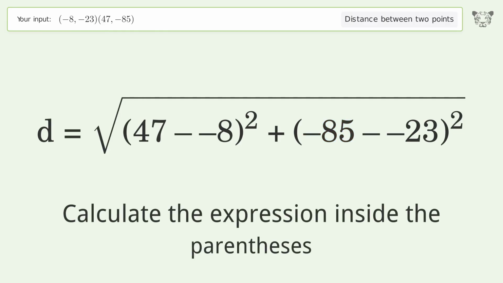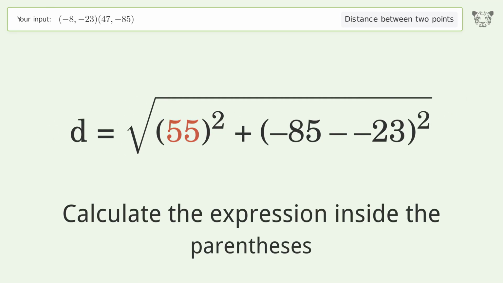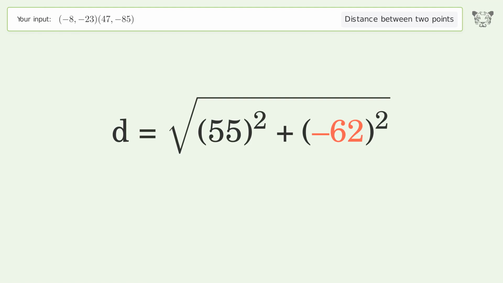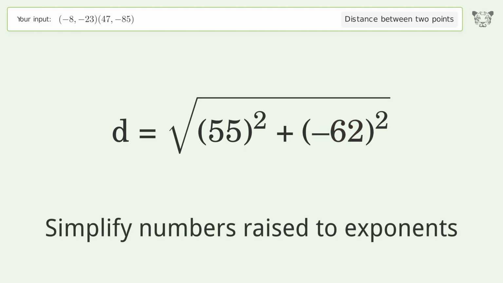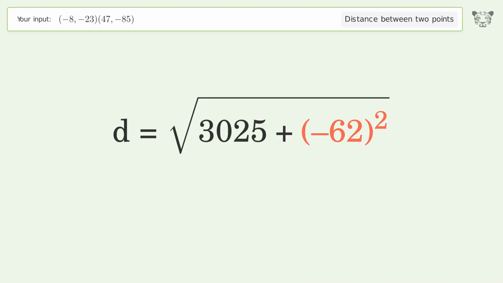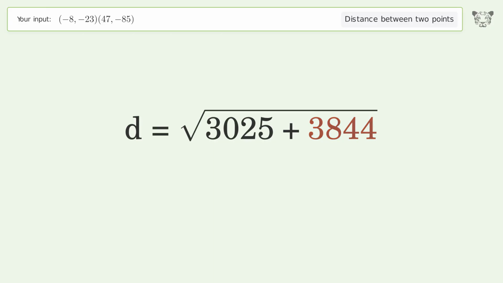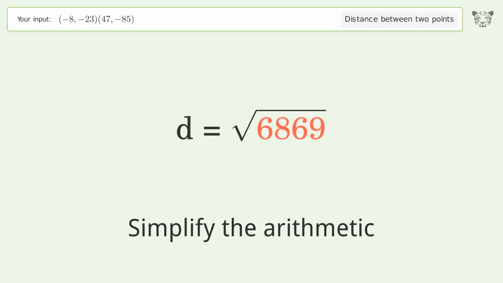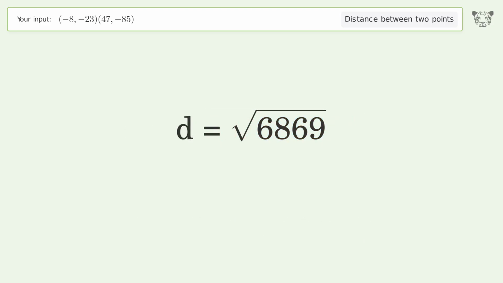Calculate the expression inside the parentheses. Simplify numbers raised to exponents. Simplify the arithmetic. And so the distance between the 2 points is the square root of 6,869 or 82.879.